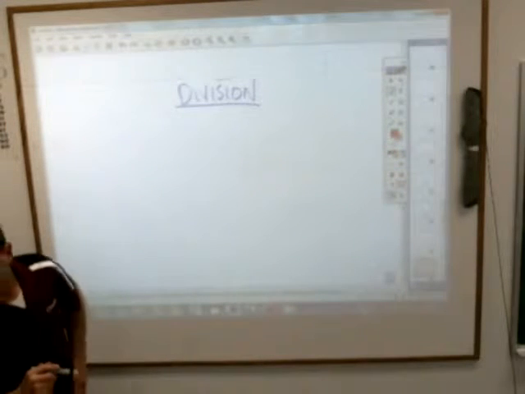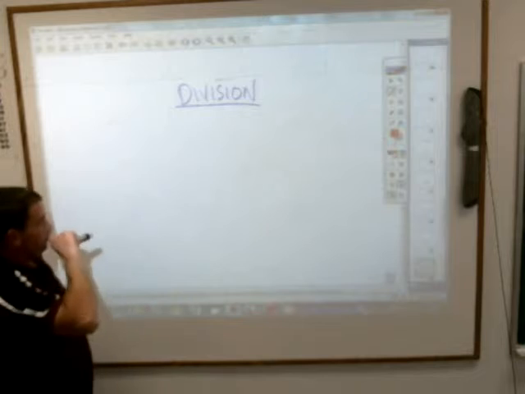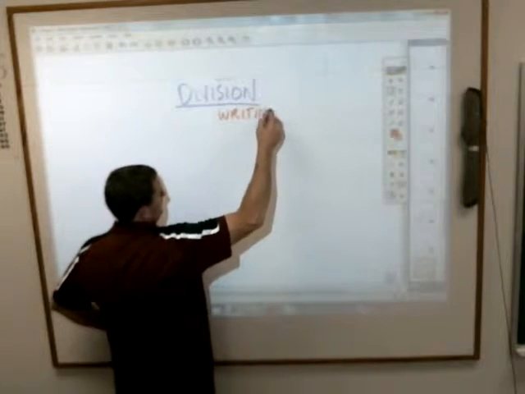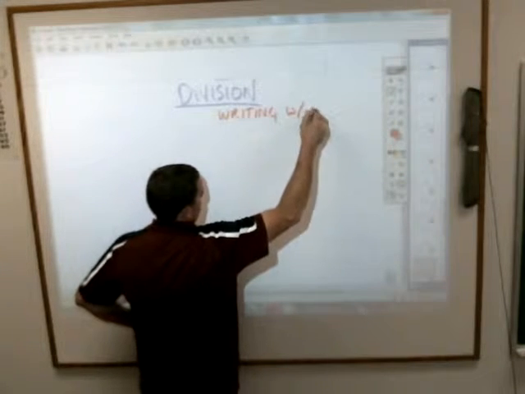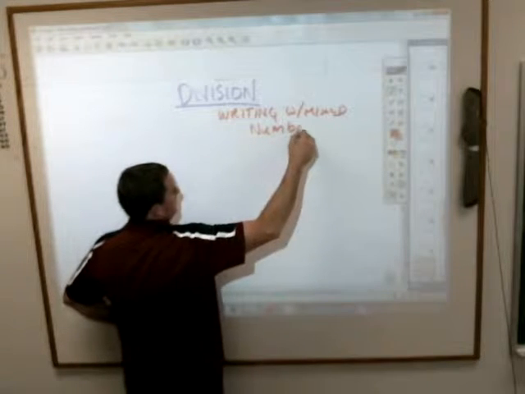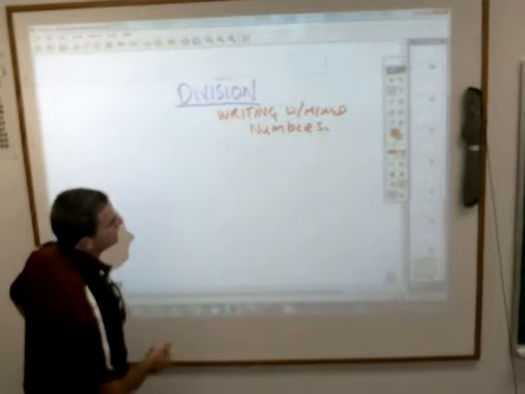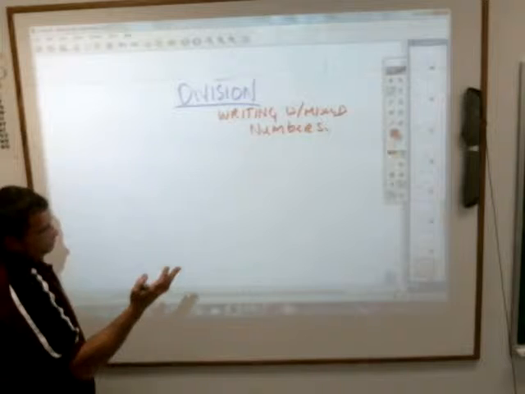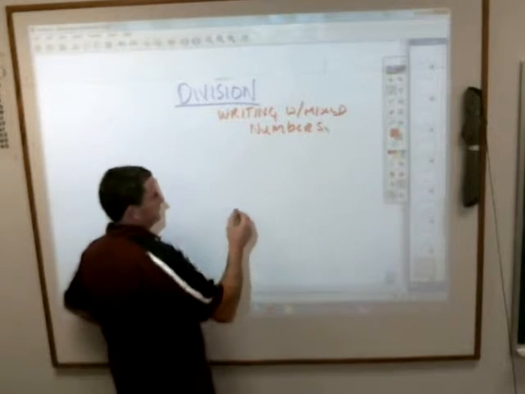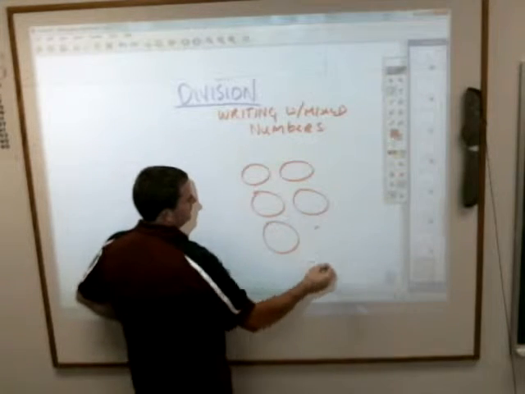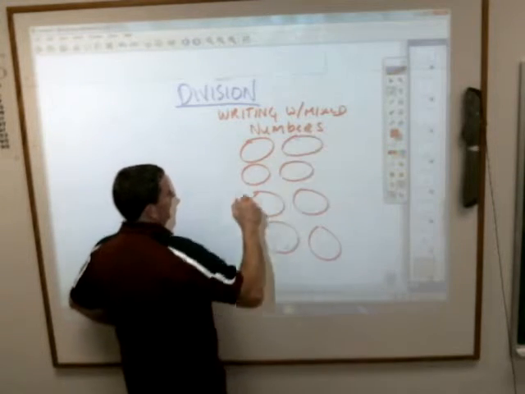And it's called writing with mixed numbers. And we probably talked about this last year, and here would be the deal. Let's say that I gave Michael, I don't know, 8 cookies. 1, 2, 3, 4, 5, 6, 7, 8.